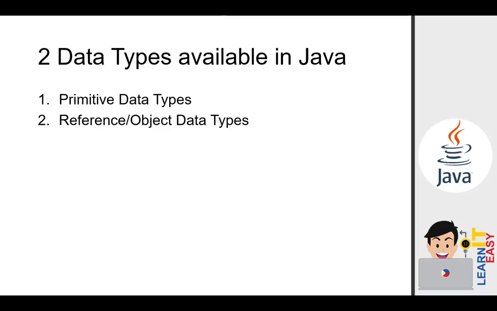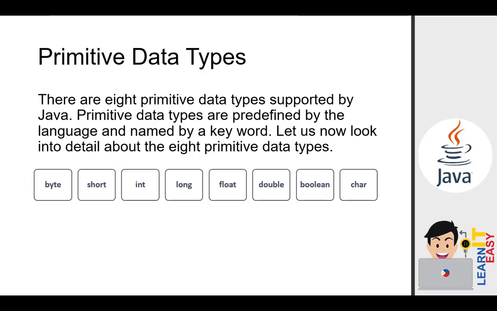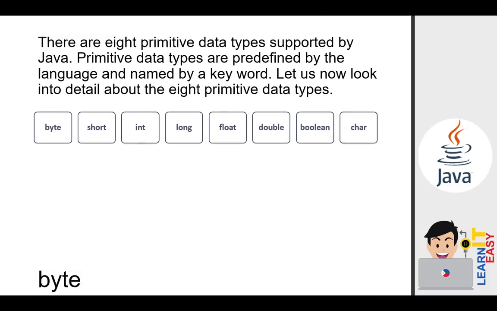There are two data types available in Java, yung tinatawag nating primitive data types and yung reference or object data types. Primitive data types. There are 8 primitive data types supported by Java. Primitive data types are predefined by the language and named by a keyword. Let us now look into detail about the 8 primitive data types. So we have byte, short, int, long, float, double, boolean, and char.